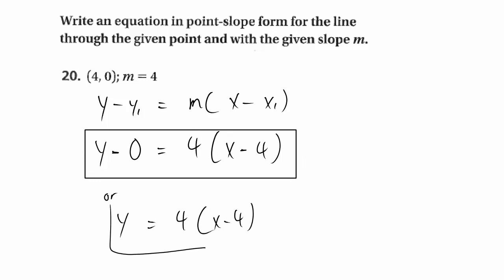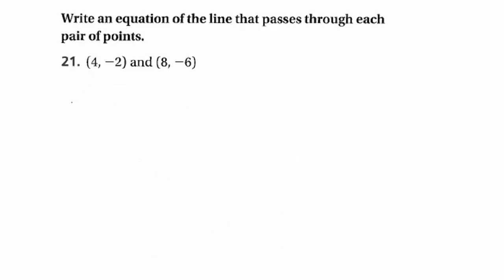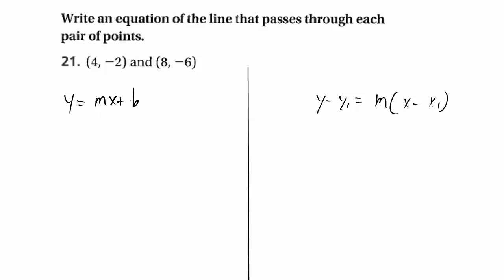And since y minus 0 is just y, I don't need to really write that minus 0. So either one of those would be correct. Here I'm writing an equation that passes through a pair of points. I'm going to show you 2 ways to write it. I don't care which way you do it. You can use slope intercept form or you can use point slope form.